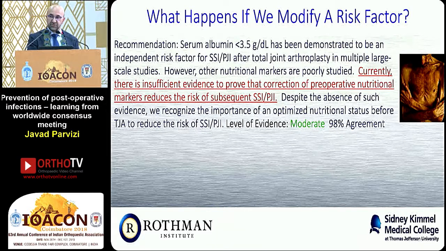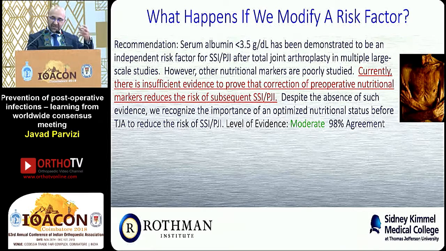Malnutrition has been associated with periprosthetic joint infection and surgical site infection in other disciplines. Malnutrition is defined as albumin less than 3.5 grams, or other metrics such as transferrin, prealbumin, or lymphocyte count.